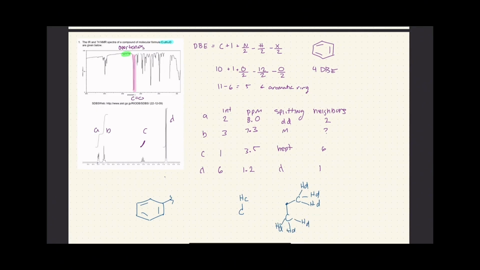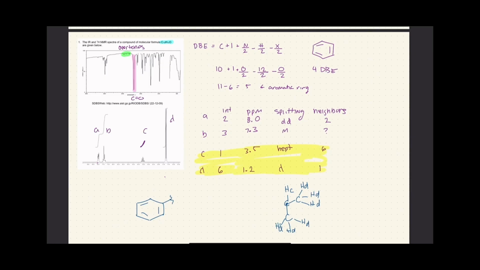So now I'm going to think about putting these things together. What I notice about C and D is that they're in a spin system together. They see each other. I see that C sees 6H, and these 6H also have to see C. And so the only thing that has 6H is HD, and this also has one neighbor, which must be HC. What this is going to tell me is that HC is right in the middle of these 2 symmetrical HD, and this is what would give me the splitting that I observe.